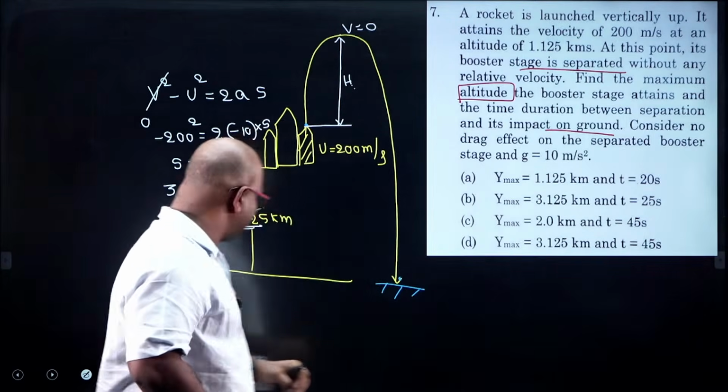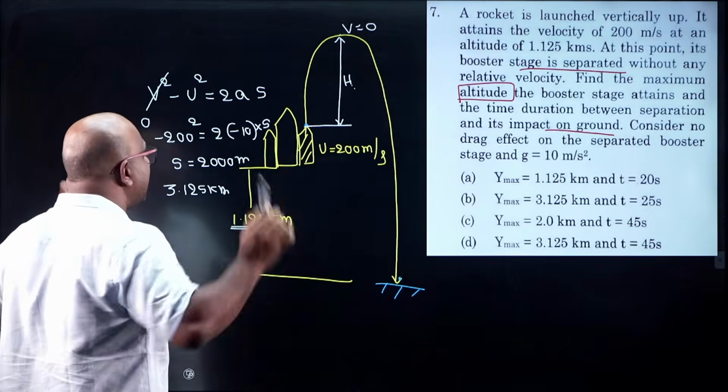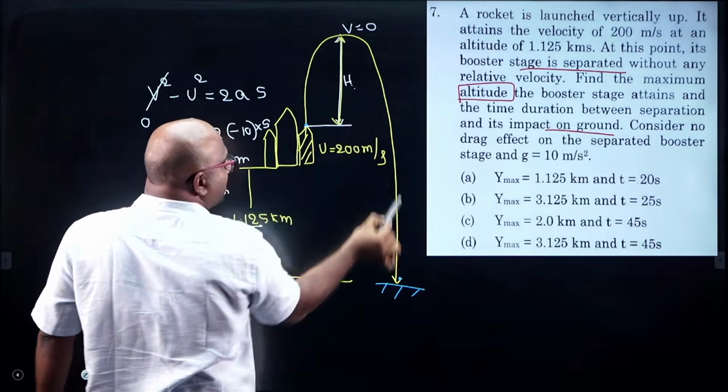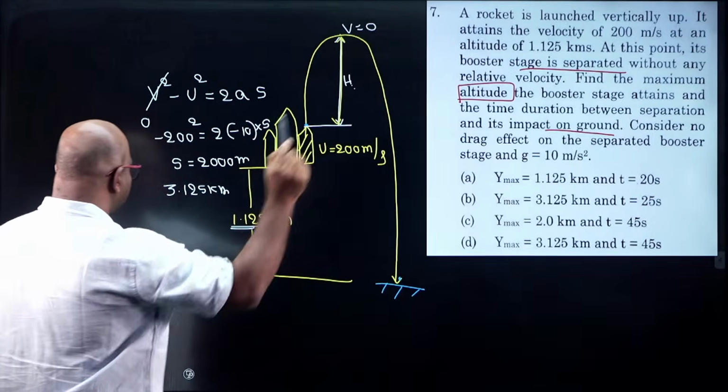So how can you guess it? First, you can find the time taken to reach from here to here, and again the time taken from here to here. How can you find it? What is the formula?